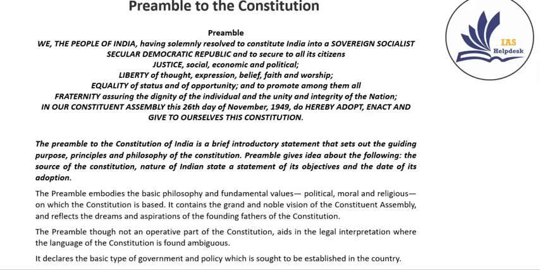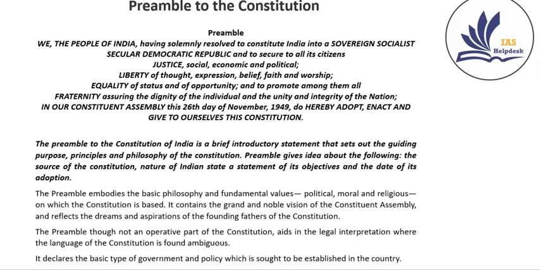So first let me tell you what preamble is. The preamble has been taken from the Latin word preambulus, जिसका मतलब होता है introduction. So the preamble in itself is a kind of introduction to our constitution. Also, it defines a source of the constitution, where it states the purpose, philosophy, ideas, and also the inspirations, the principles, and the objectives of the constitution.